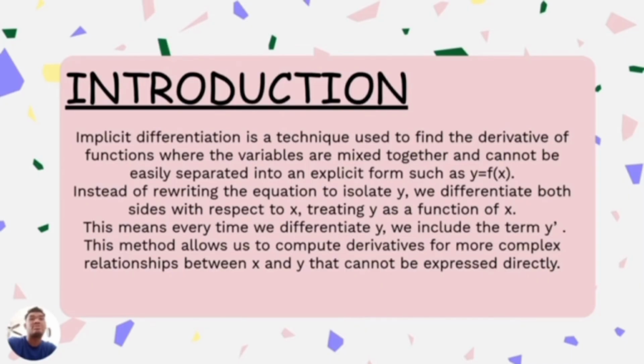Instead of rewriting the equation to x and y, we differentiate both sides with respect to x, treating y as a function of x. This means every time we differentiate y, we include the term y prime. This method allows us to compute the derivative of more complex relationships between x and y that cannot be expressed directly.